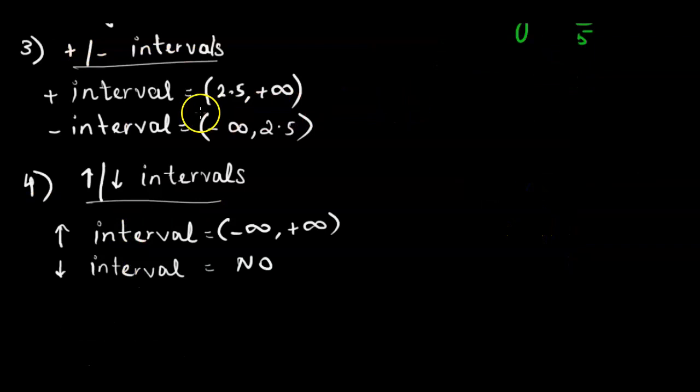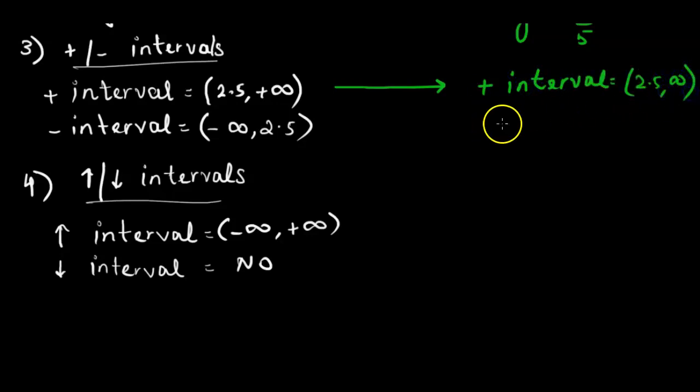Next, the positive interval of the original function will give us the positive interval of the reciprocal function as well. So even in the reciprocal function, our positive interval is going to be 2.5 to positive infinity, and our negative interval will be negative infinity to 2.5.